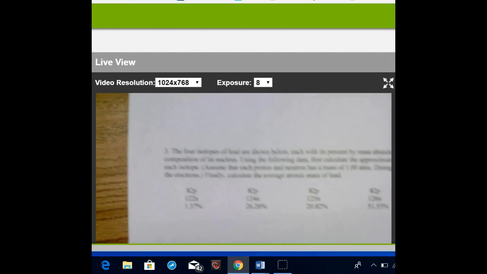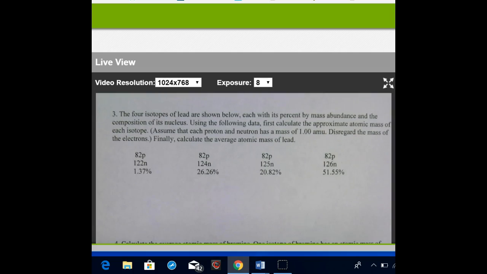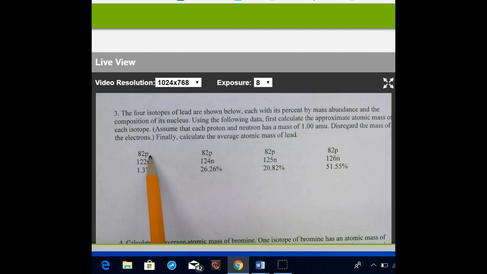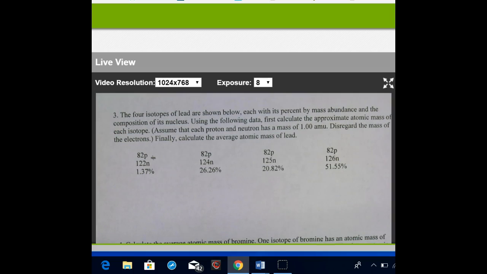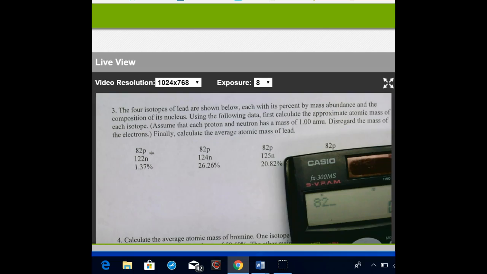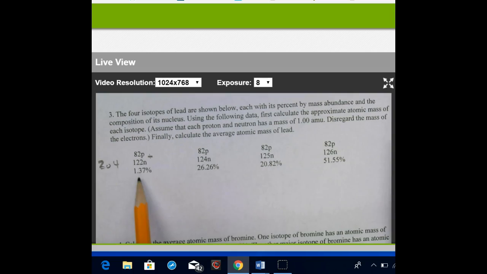So on 3, it gives you the number of protons and neutrons, so you just need to add them. So 82 plus 122. I used to be able to do this stuff in my head pretty easy. As I get older, it's not so easy. So 82 plus 122, that would be 204. So that would be our atomic mass. And then we'd multiply it by this, 1.37 over 100. Do that for each one and calculate.